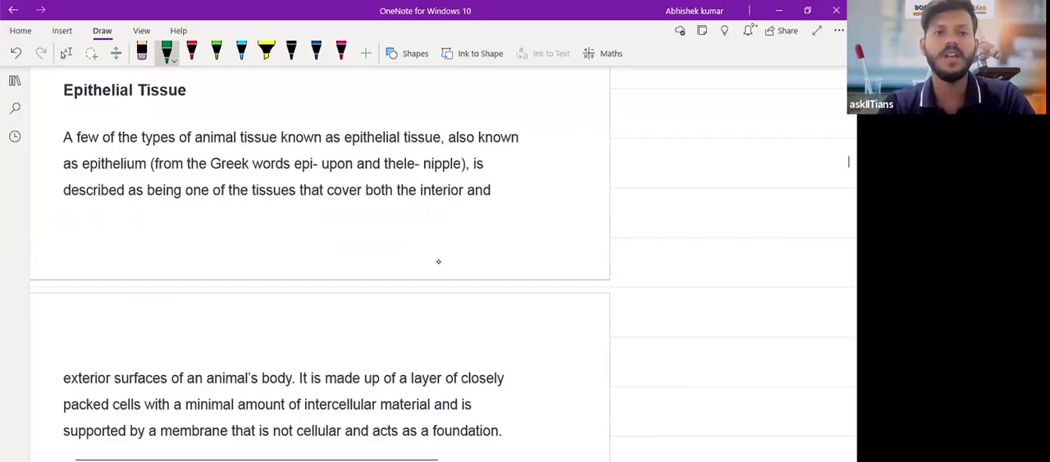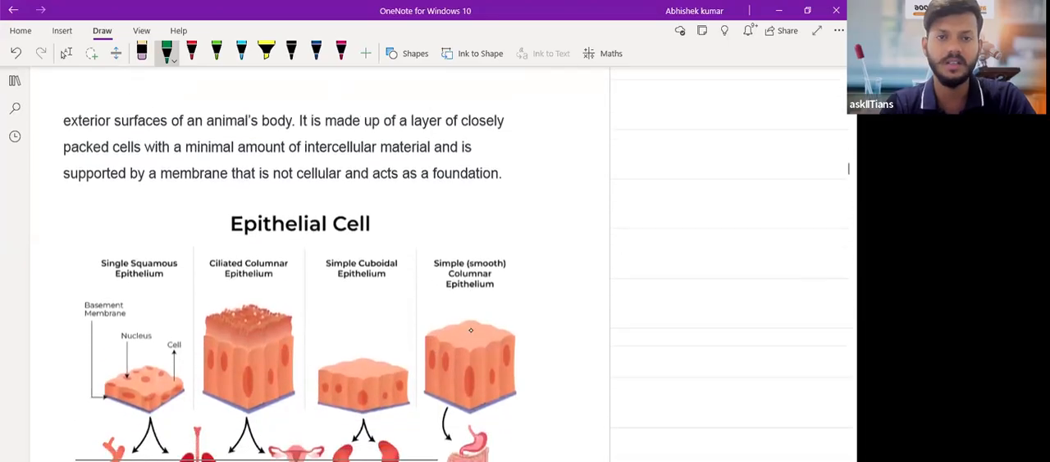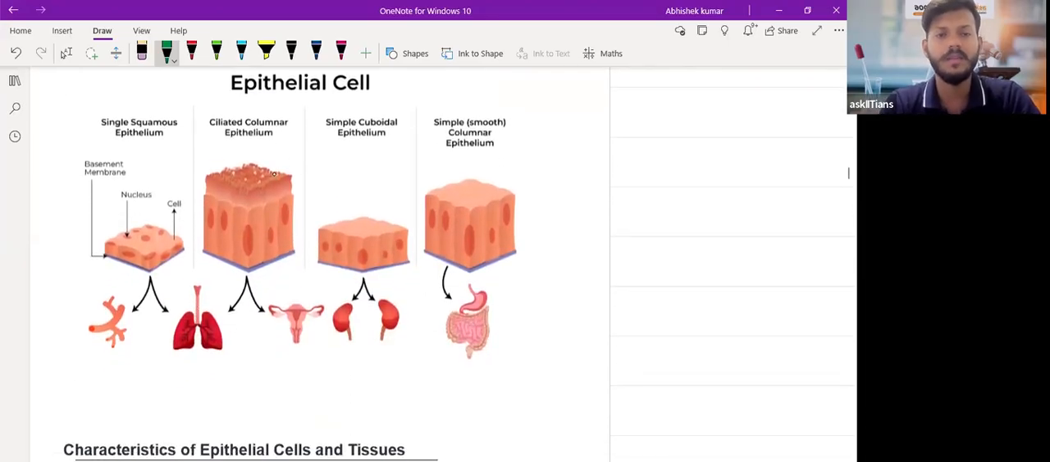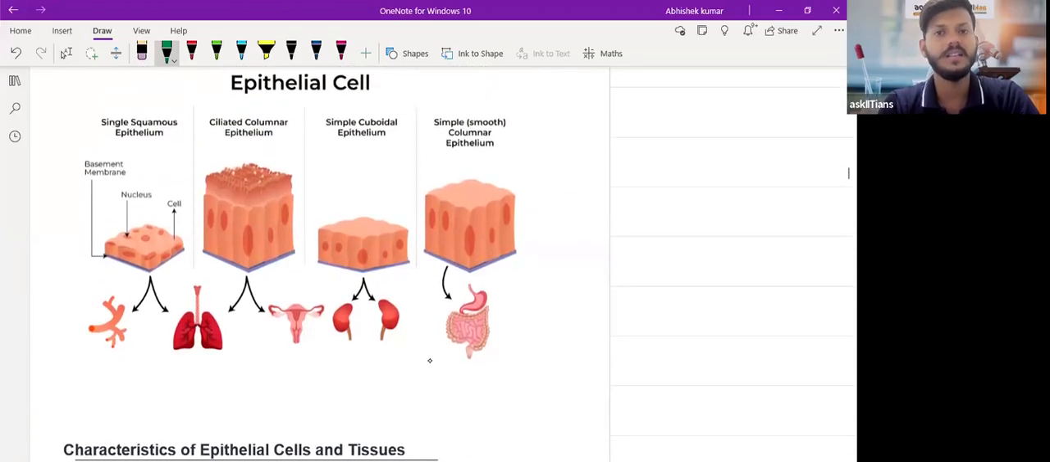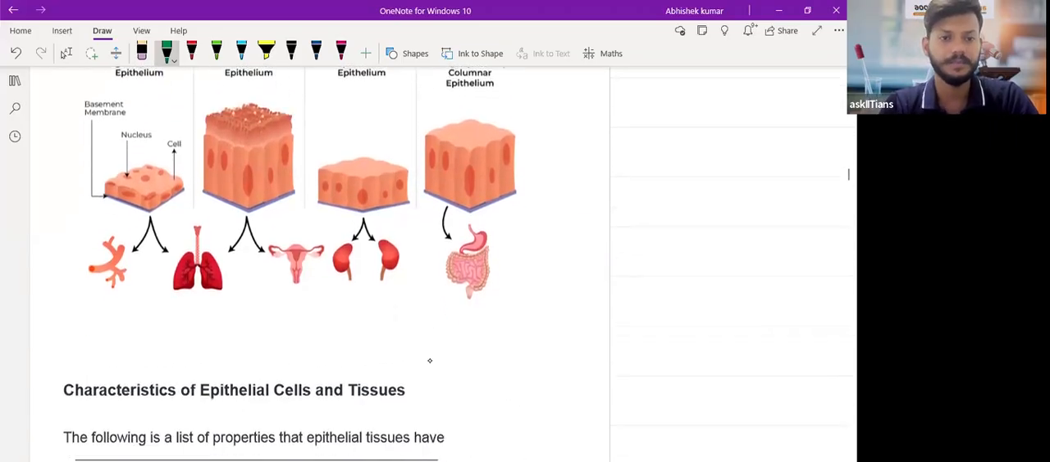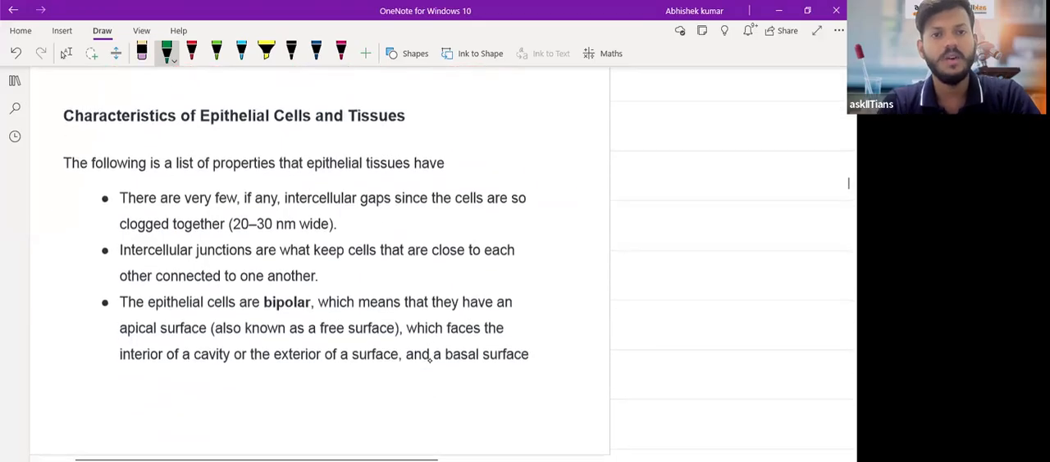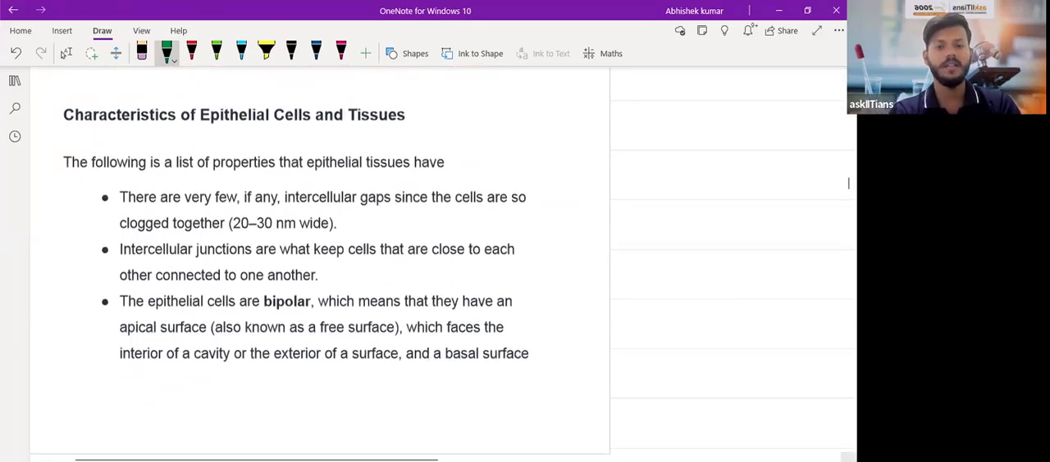Epithelial tissue, also known as epithelium, is a type of animal tissue described as one of the tissues that covers both the interior and exterior. So these are the different types of epithelial tissue we have: squamous, ciliated, cuboidal, and columnar. We have glandular tissues also, and ciliated also, right? So what are the characteristics of an epithelial tissue?